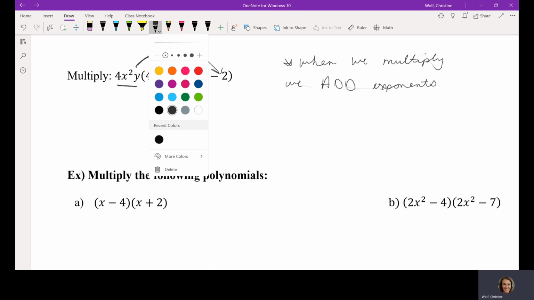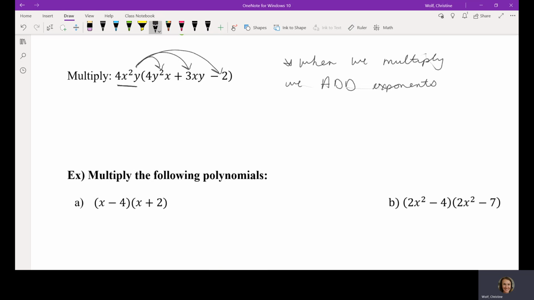When I do the multiplication here of the first term, I have 4x squared y times 4y squared x. First you're just going to start with the numbers. It's just 4 times 4. That's easy, 16. Now we look and we add the exponents. If I start with this x squared, I look for the other x, and we have to remember there's actually a 1 on that x. So when I count up all my x's, I have 2 over here, 1 over there, I have x cubed.